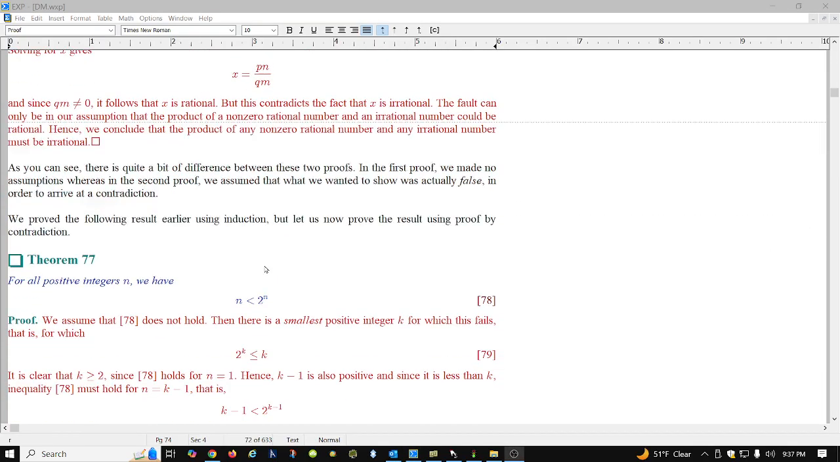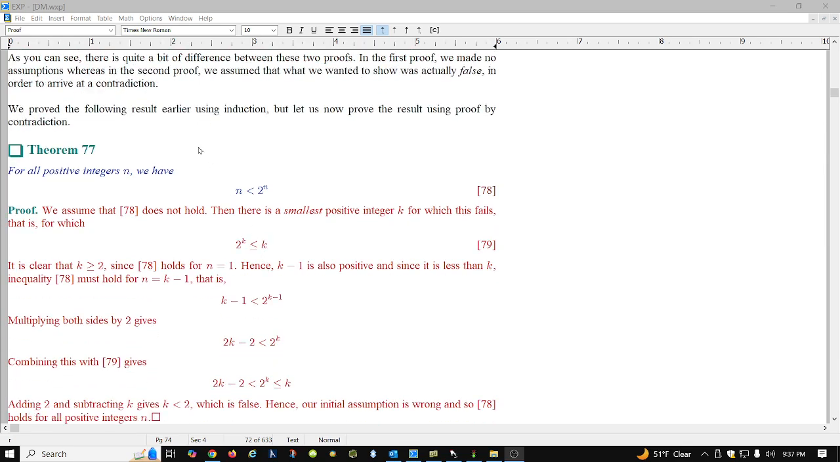Let's look at one more. We proved the following result using induction, that n is less than 2 to the n for all positive integers n. Let's try a proof by contradiction. If we assume that this is false, there must be a smallest positive integer k for which it is false, in other words, for which 2 to the k is less than or equal to k. k is bigger than or equal to 2. For k equals 1, that's not the case.